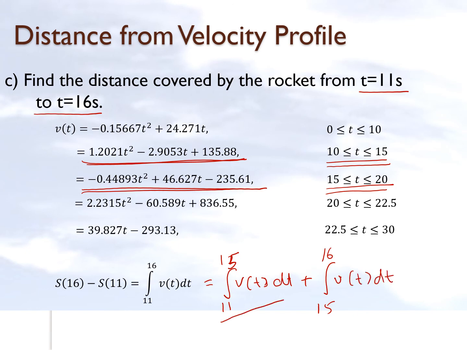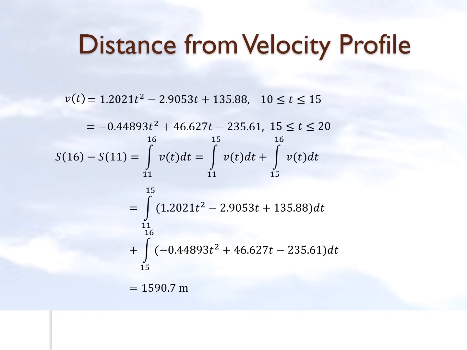So this velocity here will come from the second spline, because that's valid between 11 and 15, and this one will come from the quadratic valid between 15 and 20, but of course we'll integrate only from 15 to 16. Let's see what we get from there. We already chose the proper two quadratics. We need two quadratics here. We broke it up into two integrals, one going from 11 to 15 and one from 15 to 16, so that we can put the proper quadratics in there.